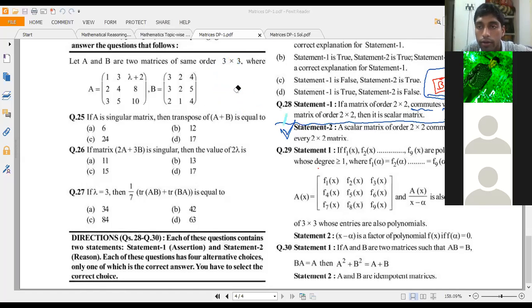Sir, then why aren't we saying that option A is the correct answer? It's correct only, no? Why is it not correct?